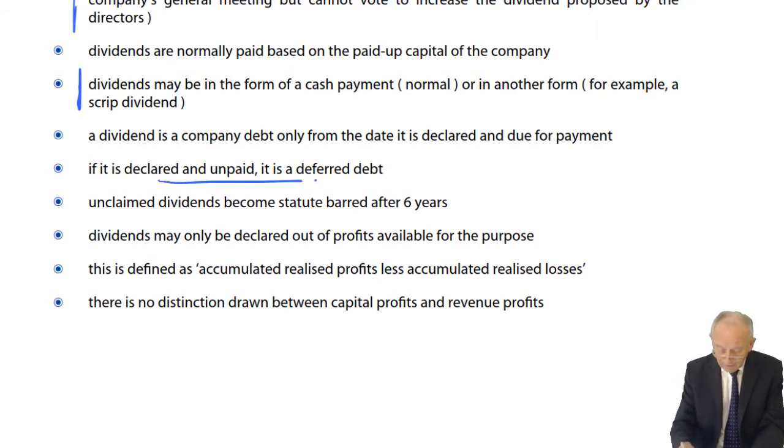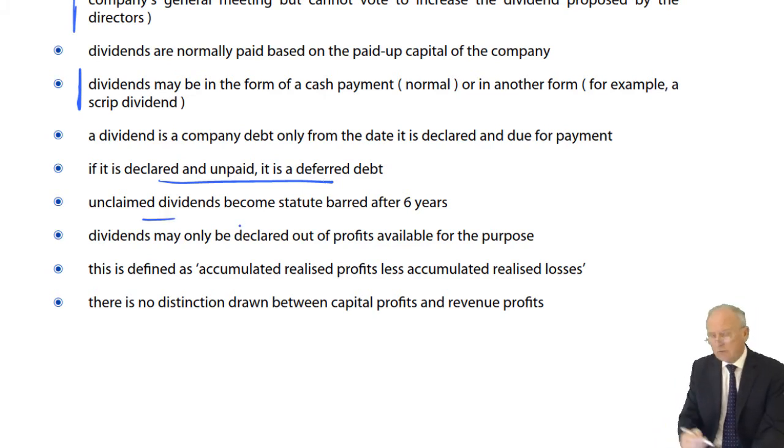If it's declared and then unpaid, it's a deferred debt. It's most unusual. I don't think I've ever heard of that happening, but that's what it would be. It would be a deferred debt. So long as it's been declared and not yet been paid, then it's a deferred debt.